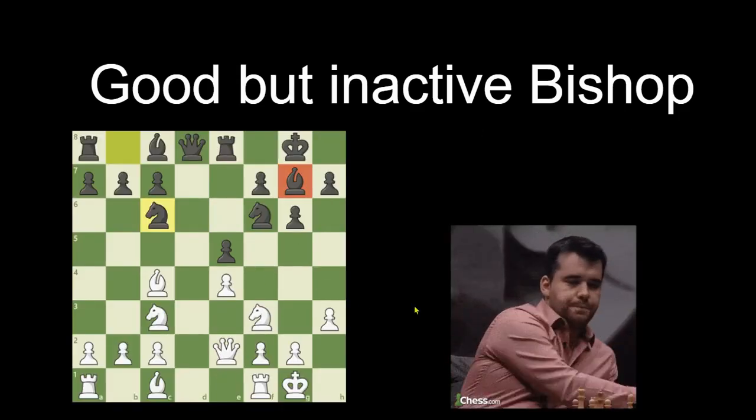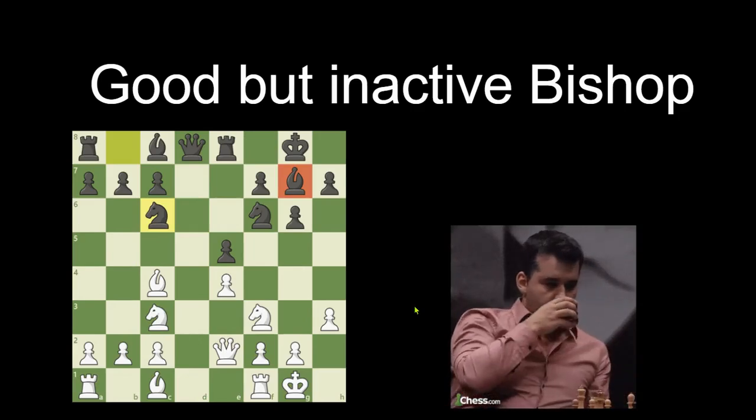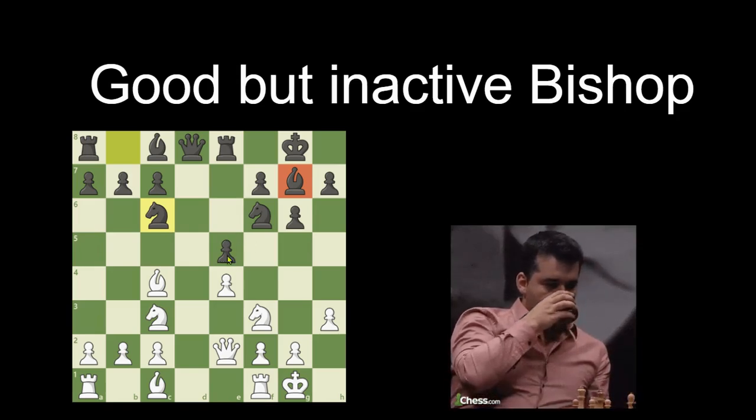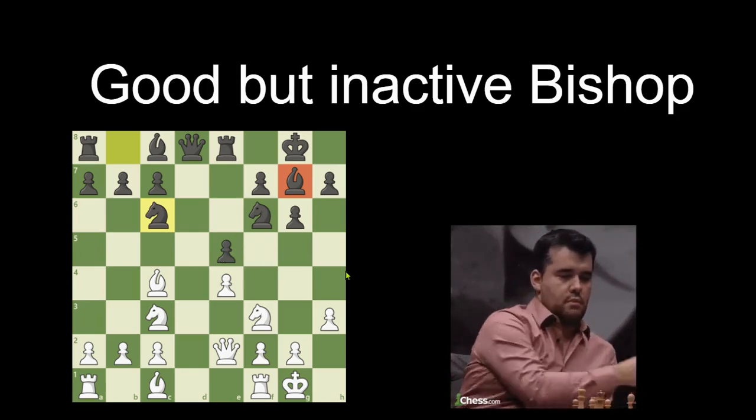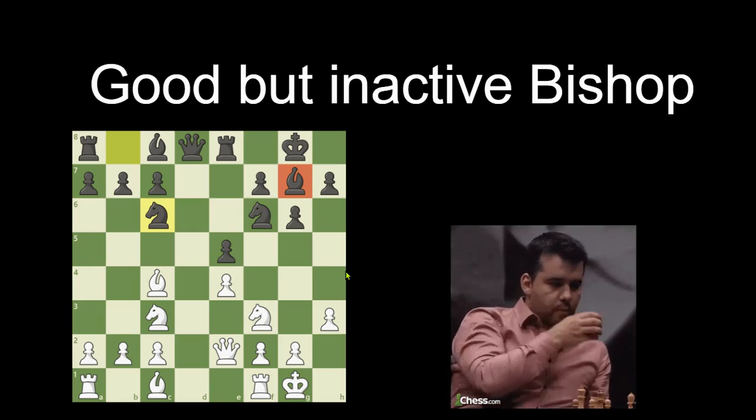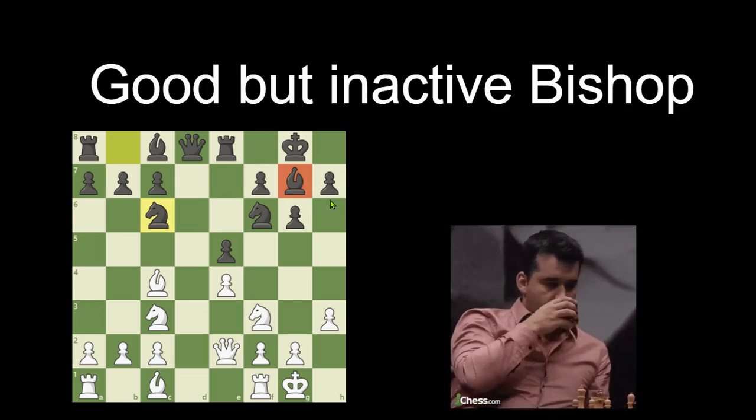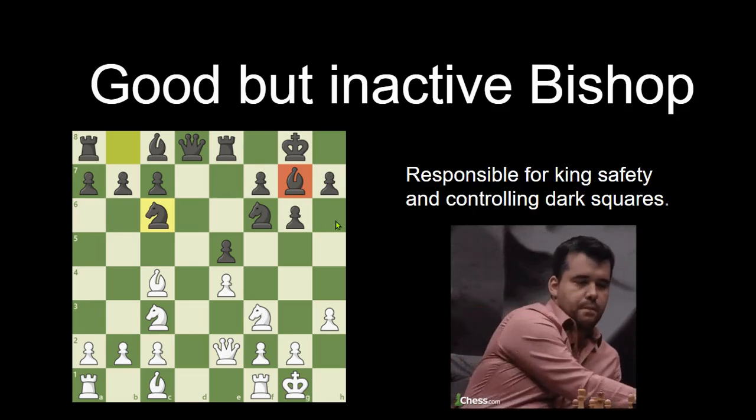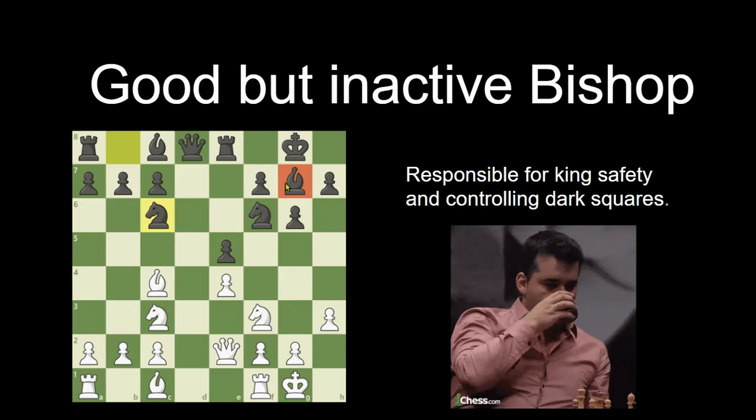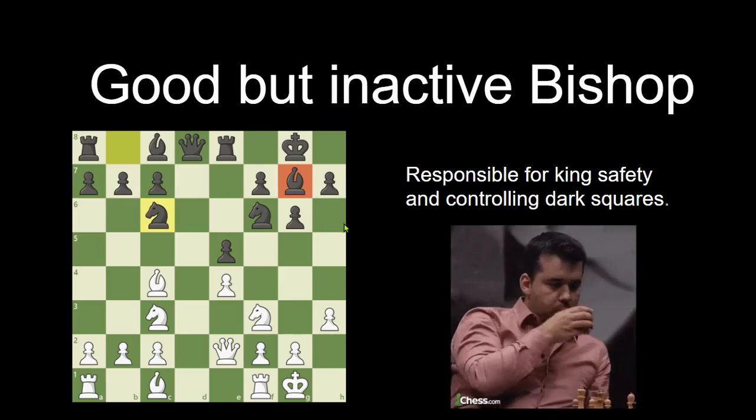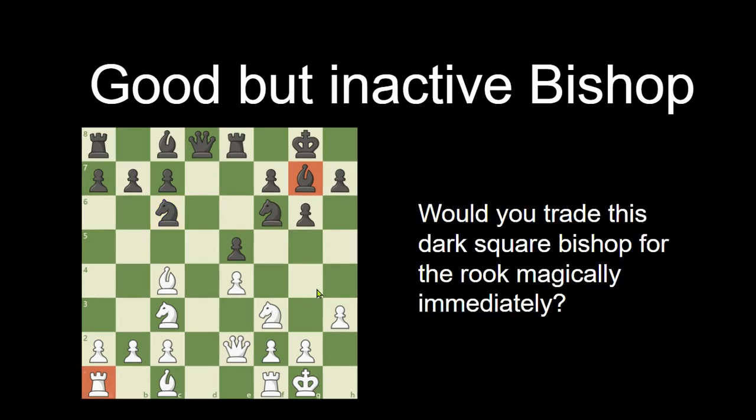Now, here's another example of a good but inactive bishop. So we talked about the King's Indian Defense, but in this example, we have a pawn on e5 because black decided to play that. You can see that the bishop pretty much doesn't have a lot of squares to go to, but this is a good bishop because it serves the function of protecting the king's safety by controlling the dark squares around it. So specifically on h6 and f6 here.